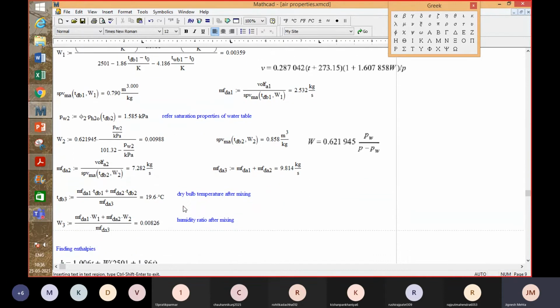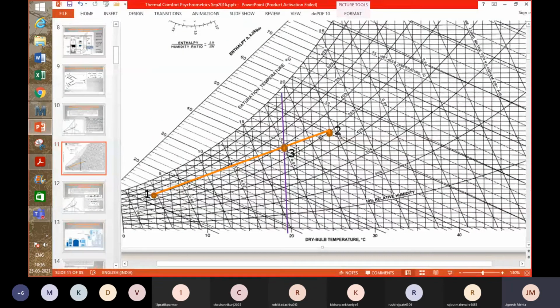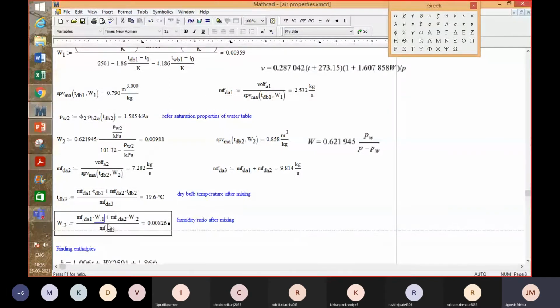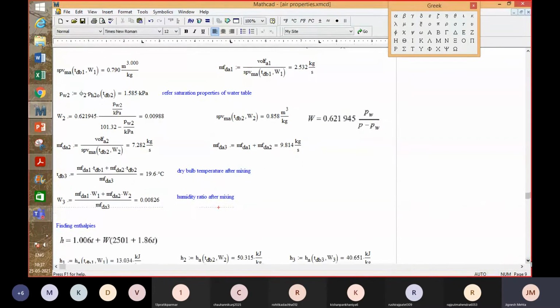So W3, what is the humidity ratio at point 3? You can read it from the chart also. You can draw a horizontal line up to the W axis, or you have this formula which can provide you a better estimate. So m dot dA W1 plus m dot dA W2 divided by m dot dA3 would give you the humidity ratio at point 3, which is 8.26 grams of water per kilogram of dry air.